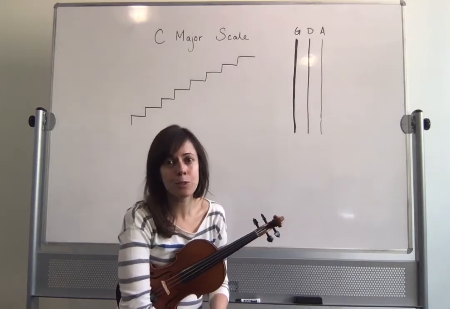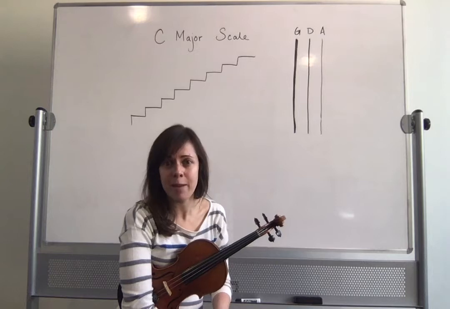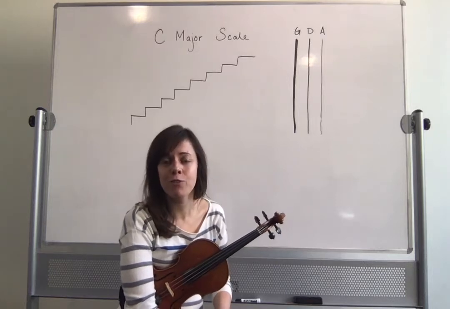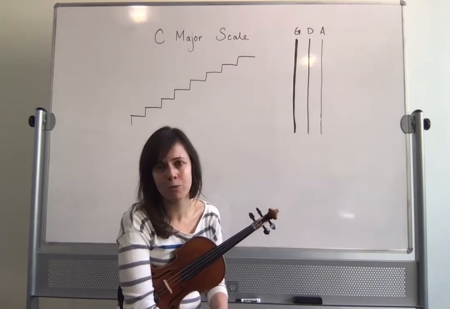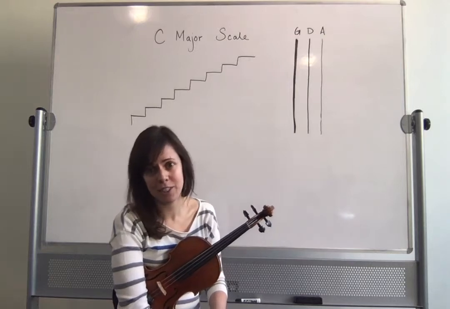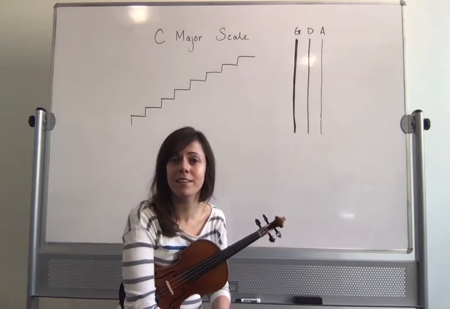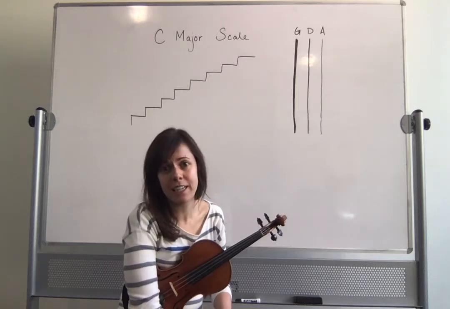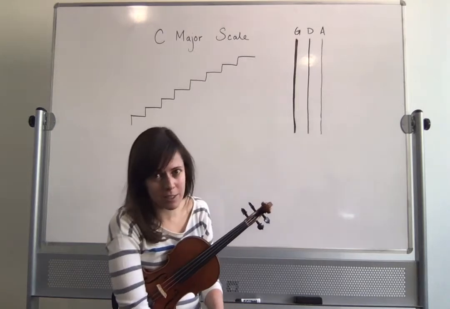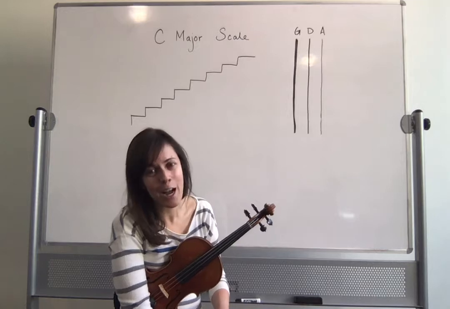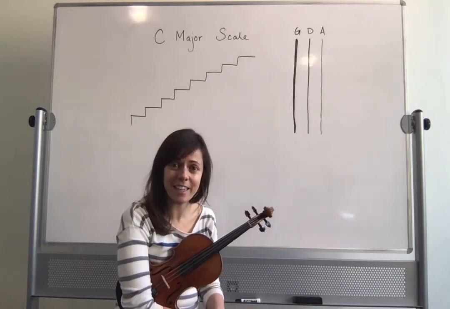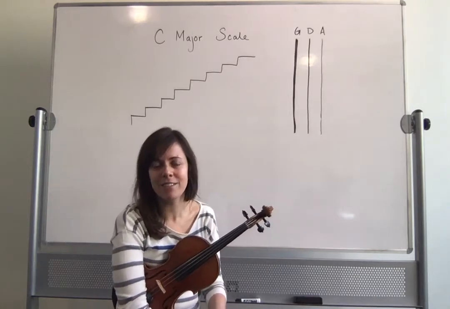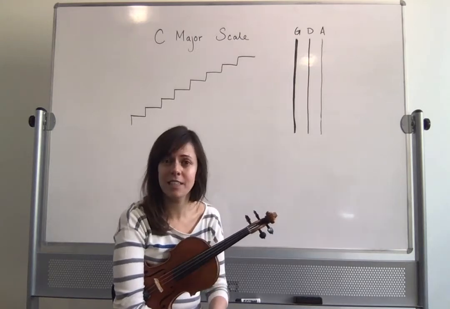Also, you should know that we name the scale based on the first note of the scale. So, for instance, a D major scale starts and ends on D. A G major scale starts and ends on G. So, what do you think a C major scale starts on? I'm sure you probably guessed C. So the C major scale starts and ends on the note C.